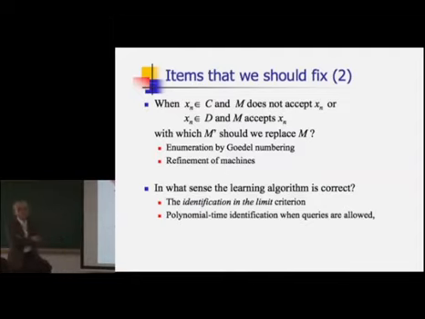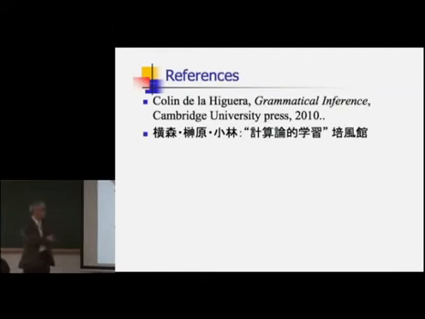Gödel numbering is from computational theory, and the refinement of machines is from algebra. Okay? And at last, in what sense is the learning algorithm correct? We will explain at last. Identification in the limit criterion or polynomial time identification with queries are introduced in my course. Okay?